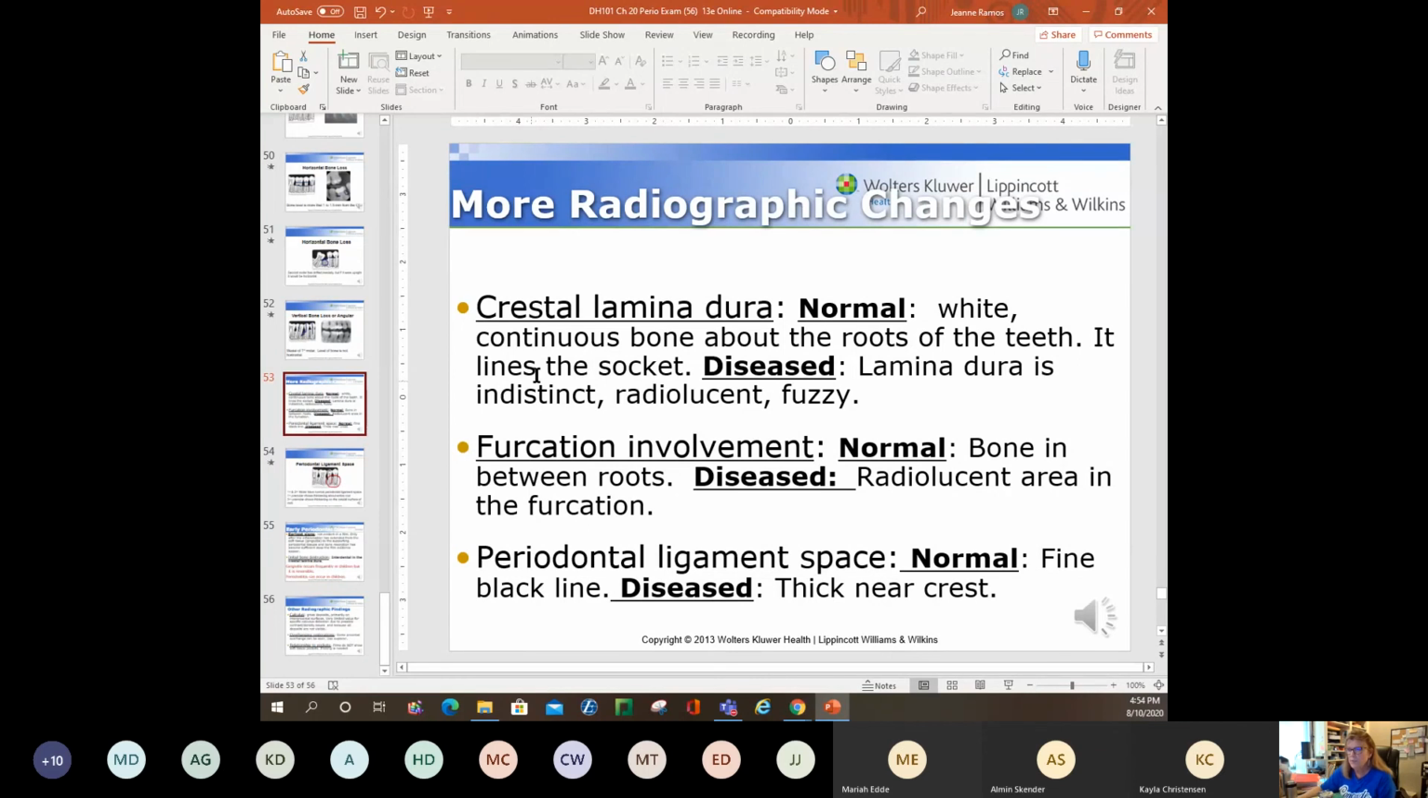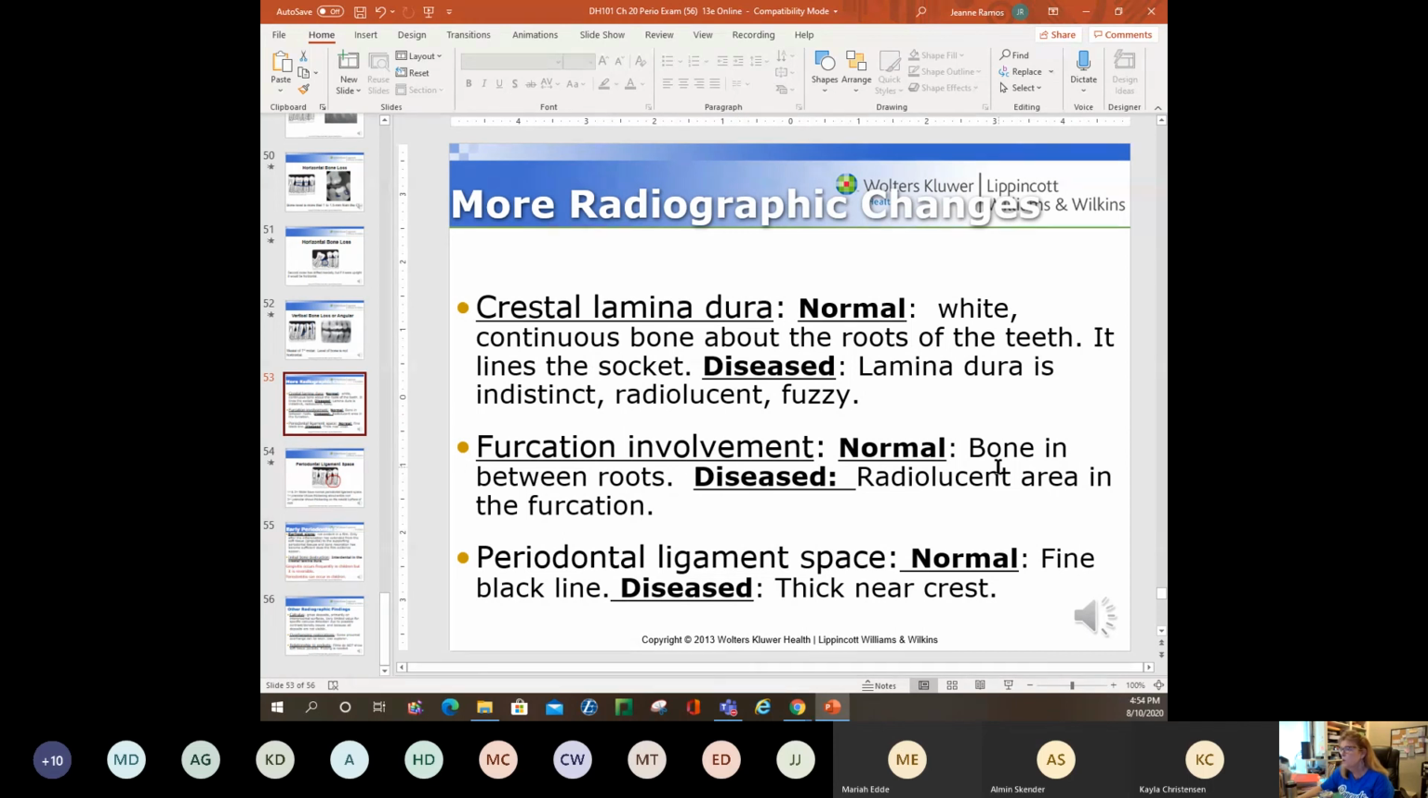I just have a few more. Crestal lamina dura is normal. It's white, continuous bone around the roots of the teeth. It lines the socket. A diseased lamina dura is indistinct and radiolucent and really fuzzy.